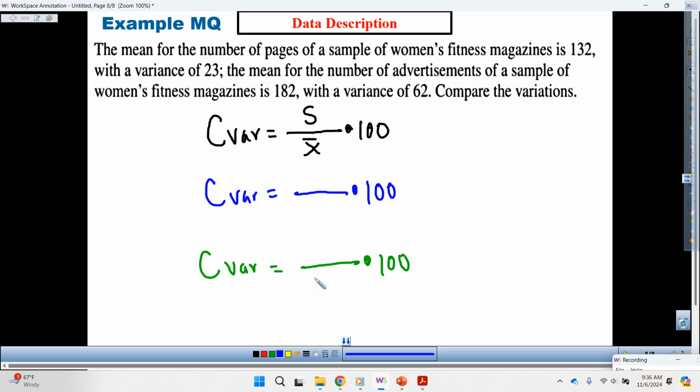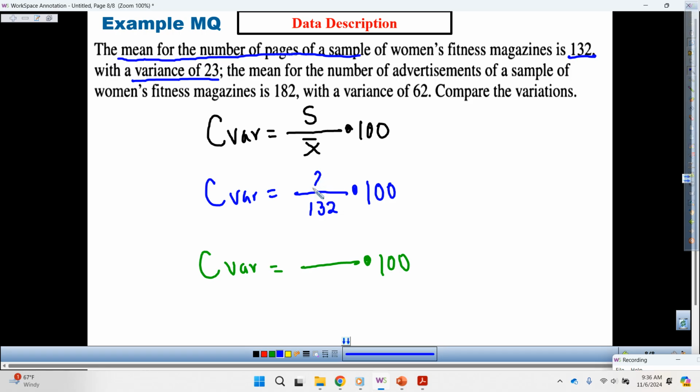Darian? AJ? Sure, Martin. All right. So help us with the first part. It says the mean for the number of pages of the sample Woman's Fitness magazine is 132. So where do I write that? There, Martin. What else does it say? With a variance of what? 23. Where do I write that?